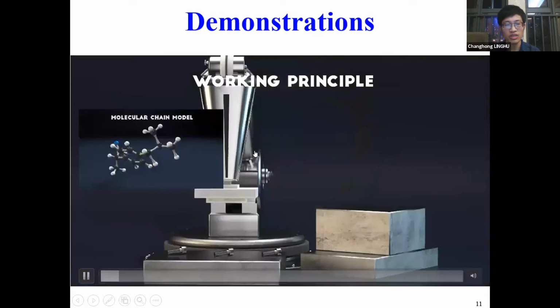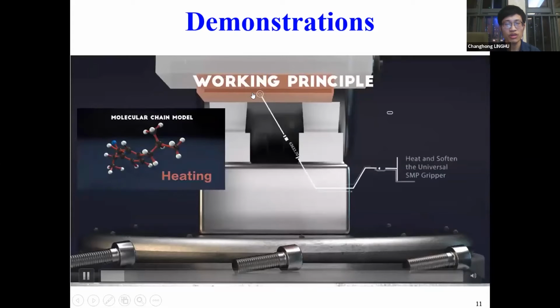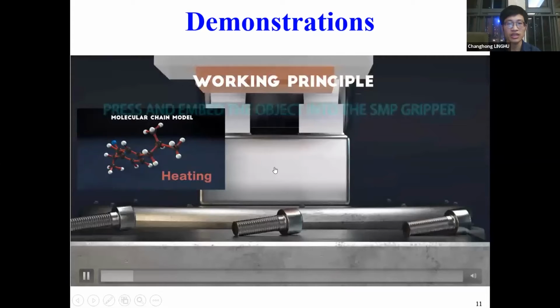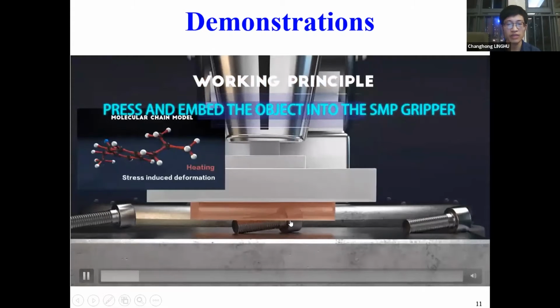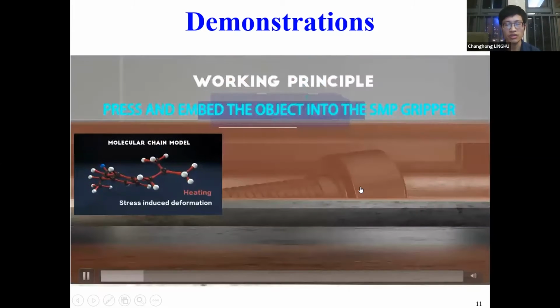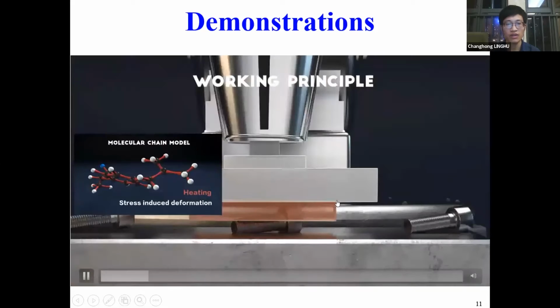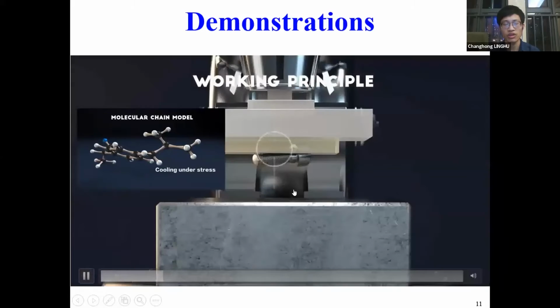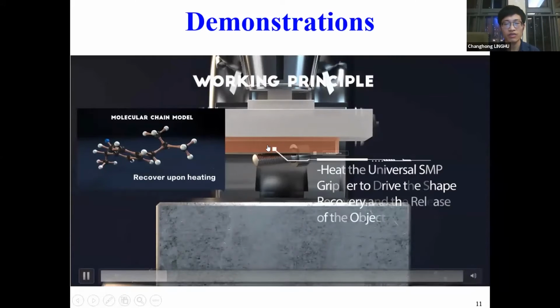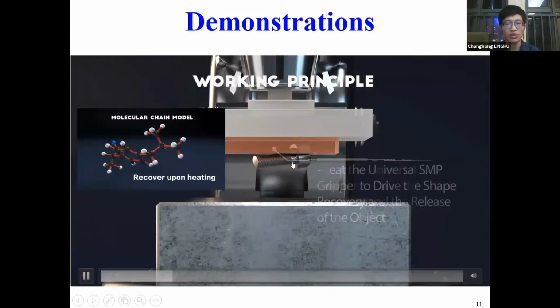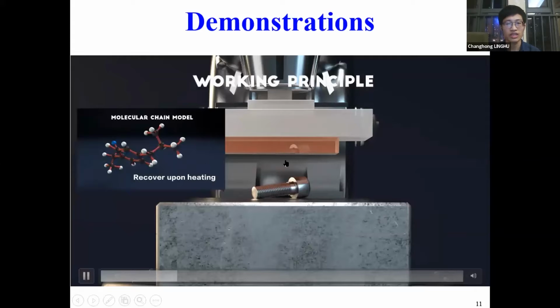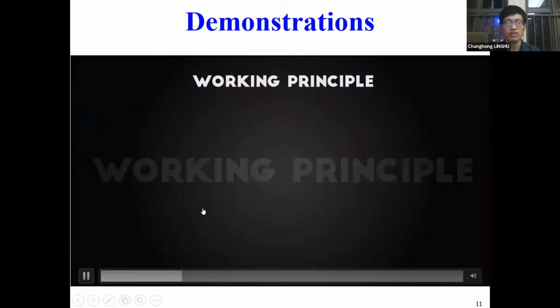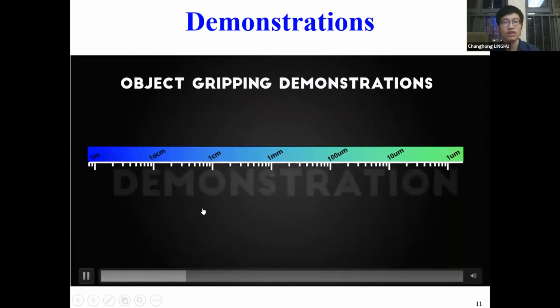Here is the basic working principle. This is an SMP block, and when we heat it, it will become soft. And we can embed the object into the SMP gripper. After cooling it down, it can keep the temporary deformed shape and grip the object. After moving the object to the destination, we can reheat it, and the shape memory effect will release the object.